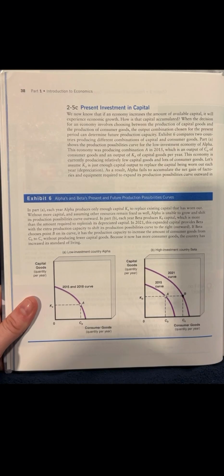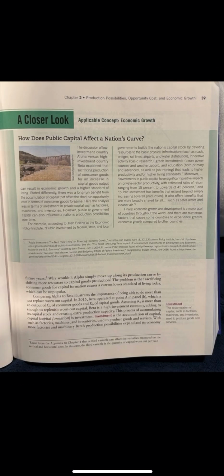As a result, Alpha fails to accumulate the net gain of factories and equipment required to expand its production possibilities curve outward in future years. Why wouldn't Alpha simply move up along its production curve by shifting more resources to capital goods production? The problem is that sacrificing consumer goods for capital formation causes a lower standard of living today, which can be unpopular.